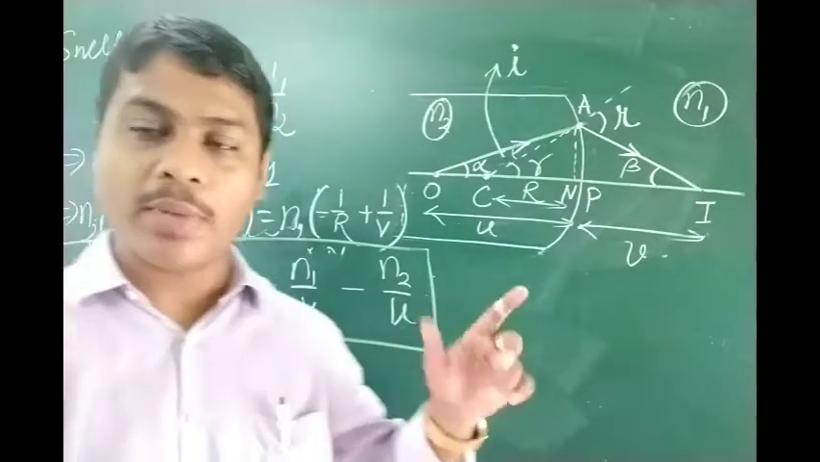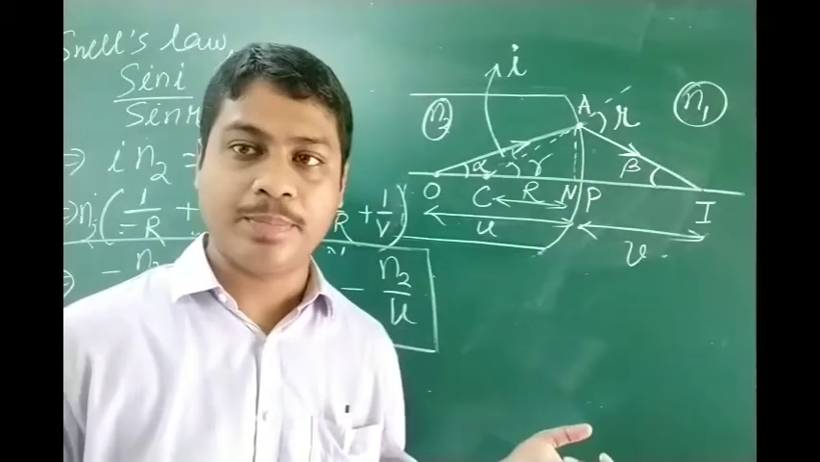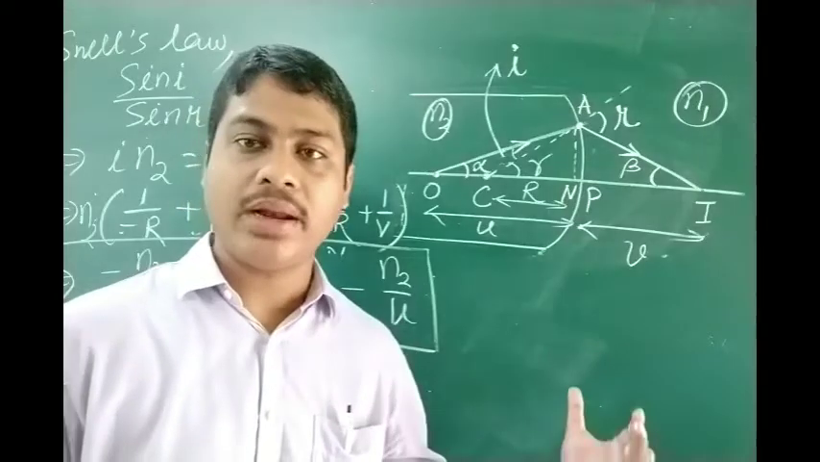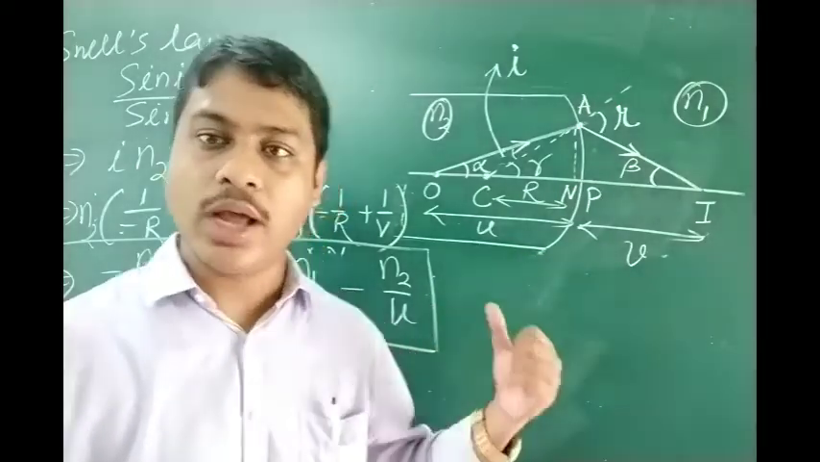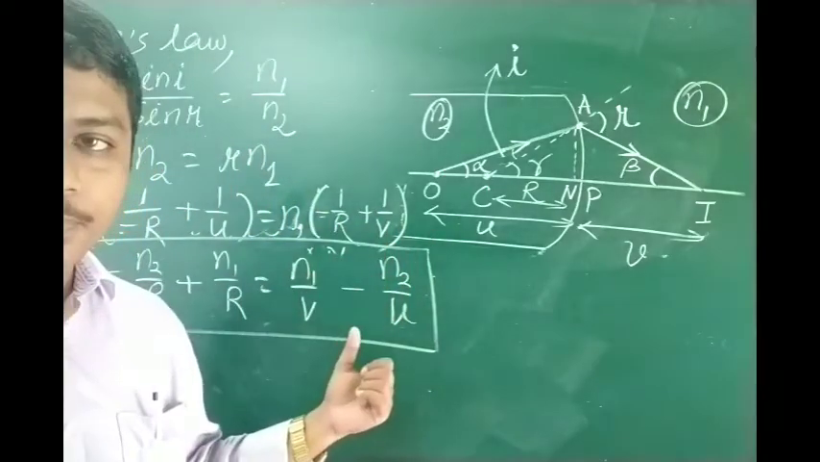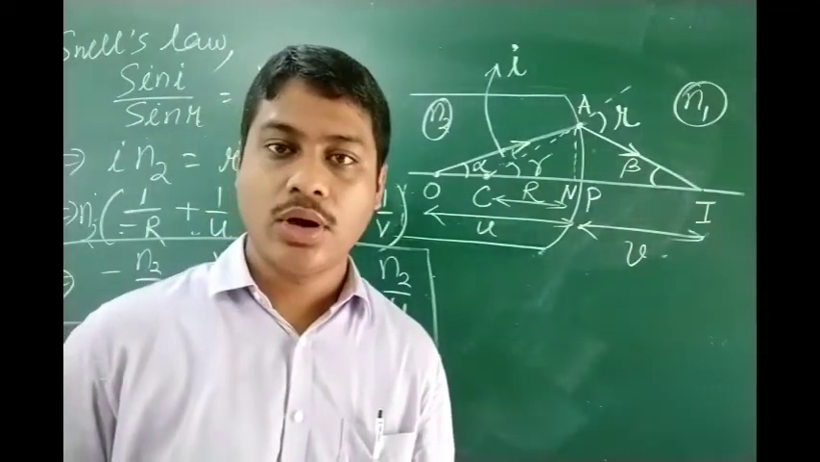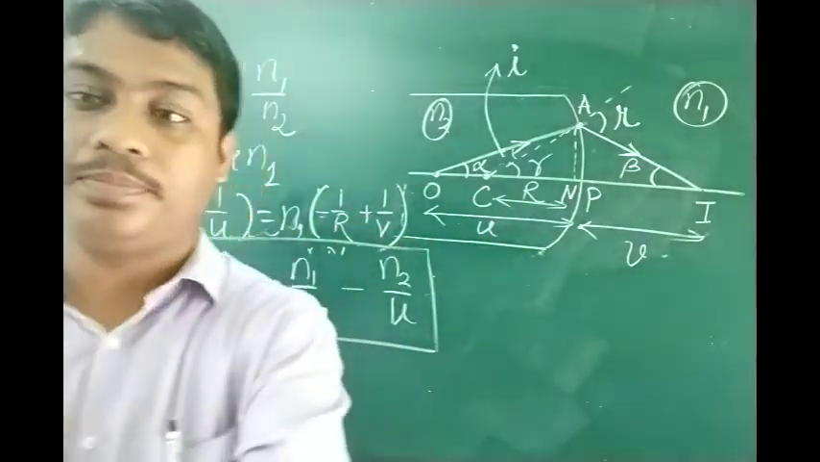These two formulas that we have done, for the object placed in a denser medium and the object placed in a rarer medium, we have to use in the next topic that we are going to do, that is the lens maker's formula. So these formulas are important for the rest of the chapter. We'll be continuing with the next part, that is the lens maker's formula.